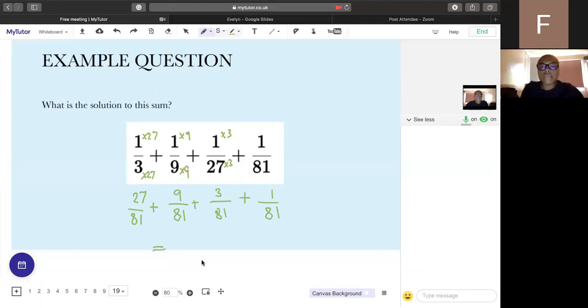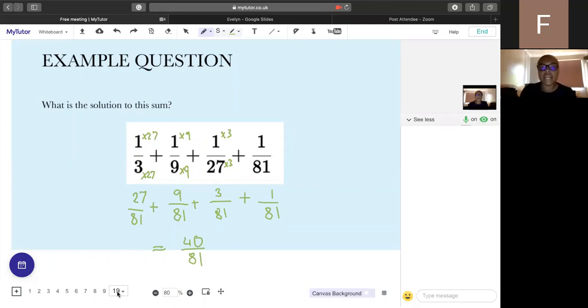So this would give us 40 over 81. Now 40 and 81 do not have common factors. 81 only really has 1, 3, 9, 27 and so on. 40 does not have any common factors with 81, so this would be our final simplified solution, 40 over 81.